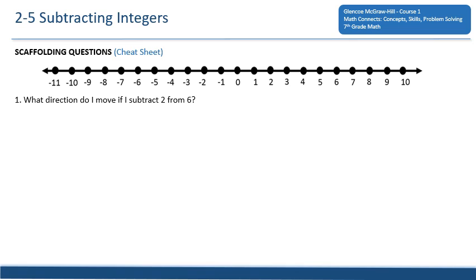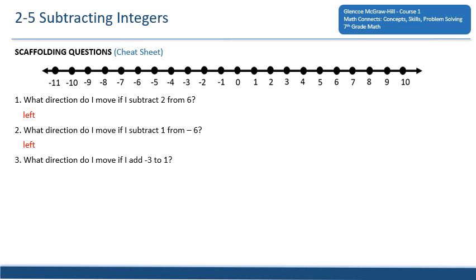What direction do I move if I subtract 2 from 6? So if I'm at 6 and I subtract 2, I'm going to move left. What direction do I move if I subtract 1 from -6? So if I start at -6 and I subtract 1, I'm going to move left. What direction do I move if I add -3 to 1? So if I add -3 to 1, I start at 1 and I add -3, I'm going to go left. In what direction do I move if I add -9 to 0? So if I start at 0 and I add a -9, once again, I'm going left.